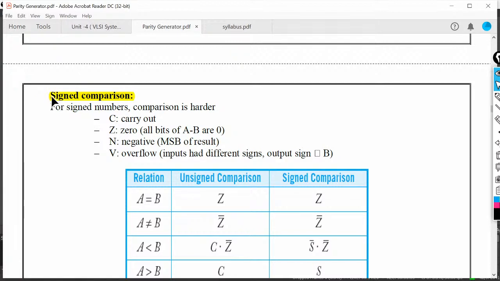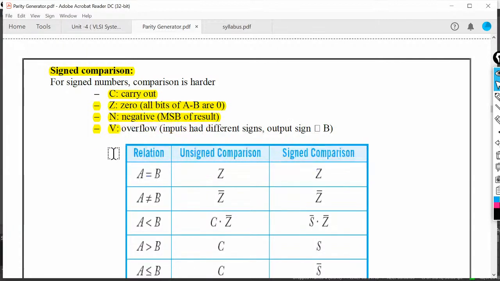When it is required to implement a sign comparator, at that time we need to understand these 4 bits. One is C, which represents carry out. Z represents zero. When all bits are 0, this zero flag will be active. The next one is N, which equals negative, the MSB in the result.